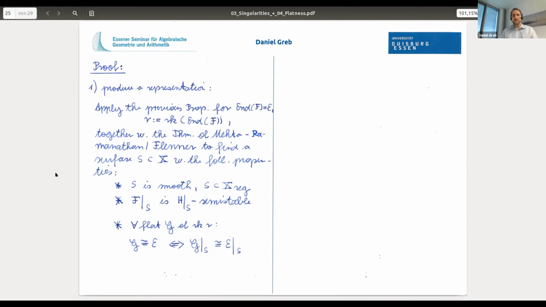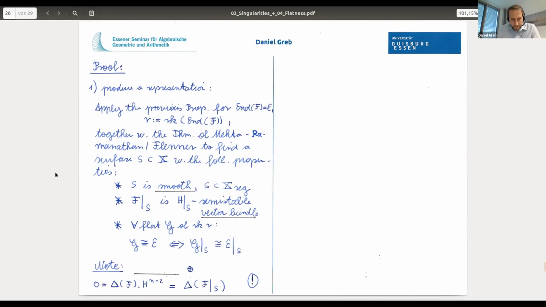And so you see, I'm working towards showing that E is flat, but I don't know a priori what is the representation that will occur. And so I have to deal with all the potential representations at once, and that is what the proposition does.